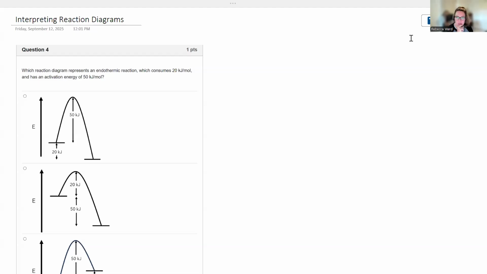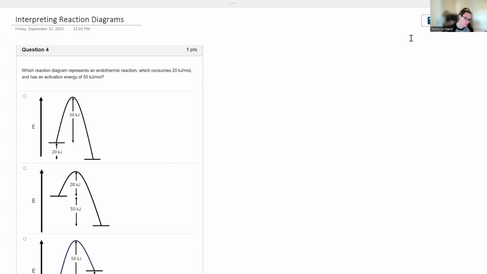All right, a video on interpreting reaction diagrams given some information about the potential energy surface. And when I say potential energy surface, I just mean what path do we take from the reactants to the products. All right, so it says in this question, which reaction diagram represents an endothermic reaction, which consumes 20 kilojoules per mole and has an activation energy of 50 kilojoules per mole.